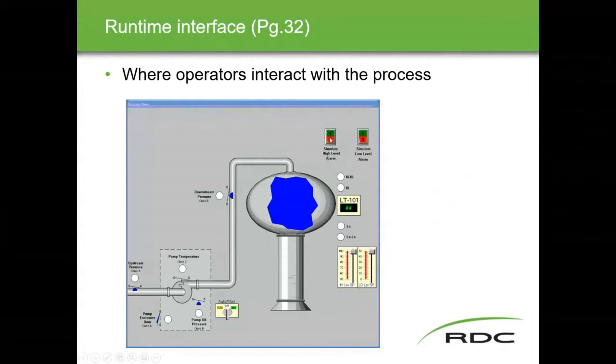We can have discrete data gathered, tells us whether a switch is on or off, or we got high alarms, et cetera, et cetera. It can give us analog values, such as increasing the blue in this tank. It can be empty down here, and it can build as we go along. So all the stuff that we configure in the development interface gets turned into this operator or runtime interface. And this is really the object of the HMI as most of us imagine it.